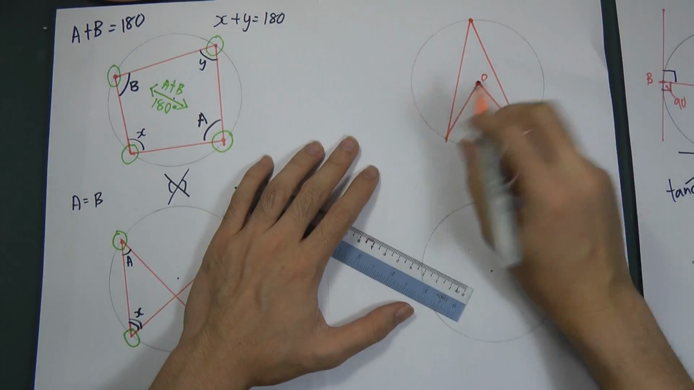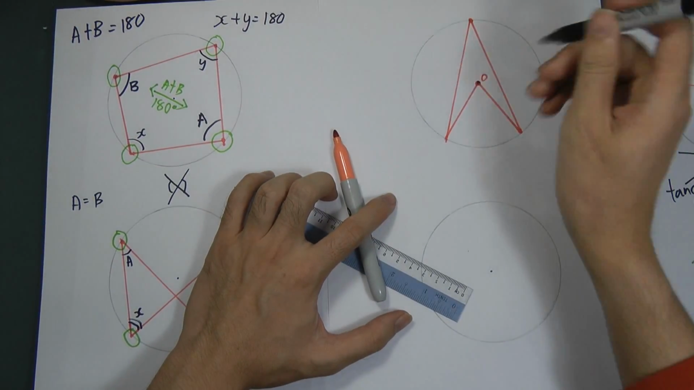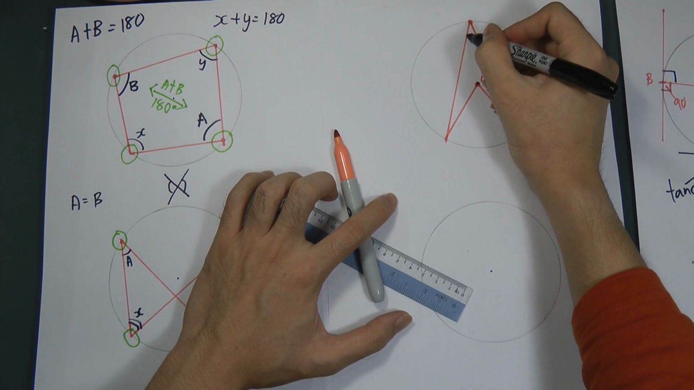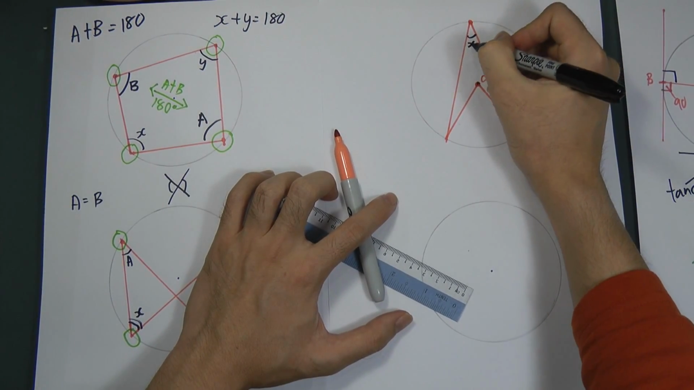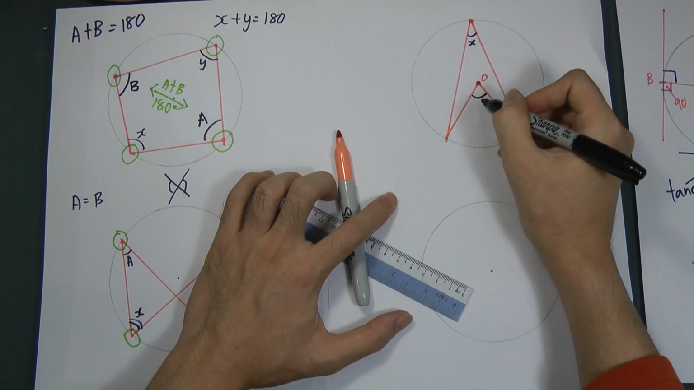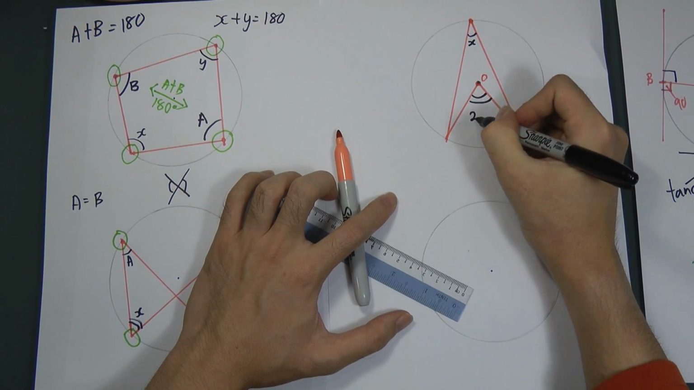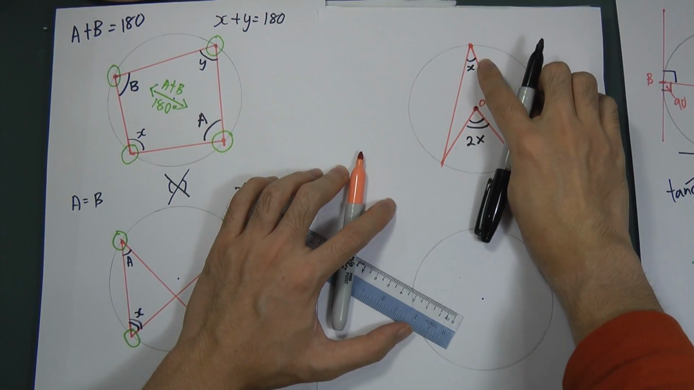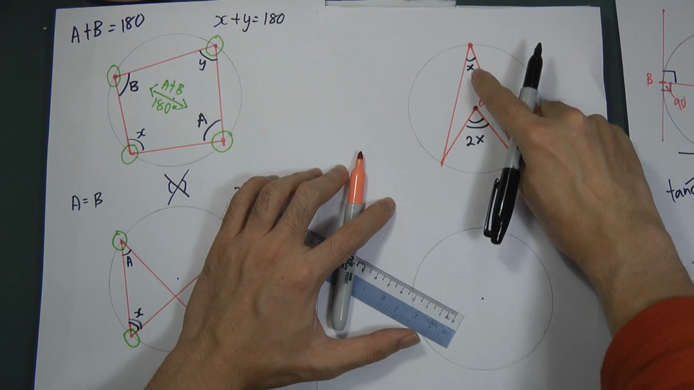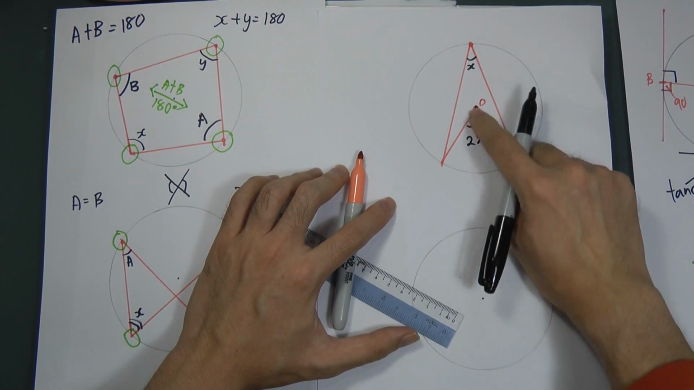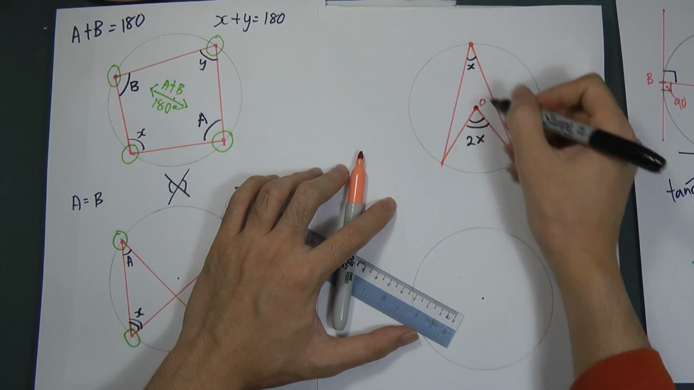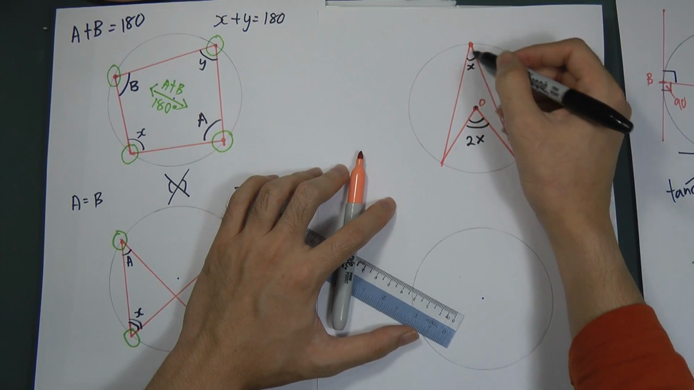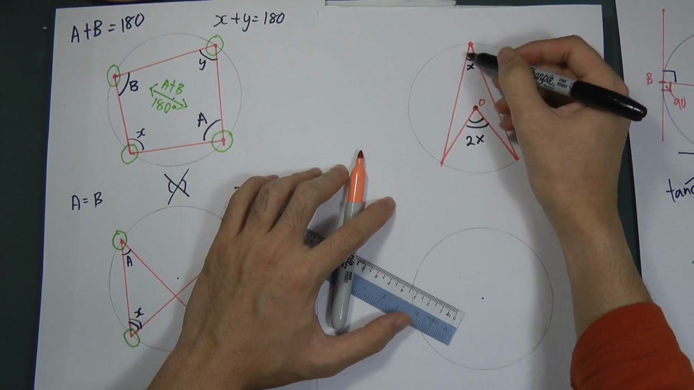Okay, we know that this is a center point. If this is X, this angle will be double of X. So if this one is 50, this one will be 100. If this one is 60, this one will be 120. The angle at the center point over here will be double of this angle.